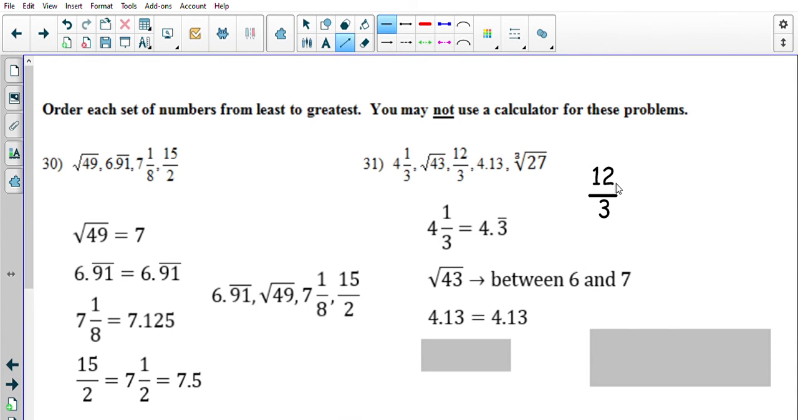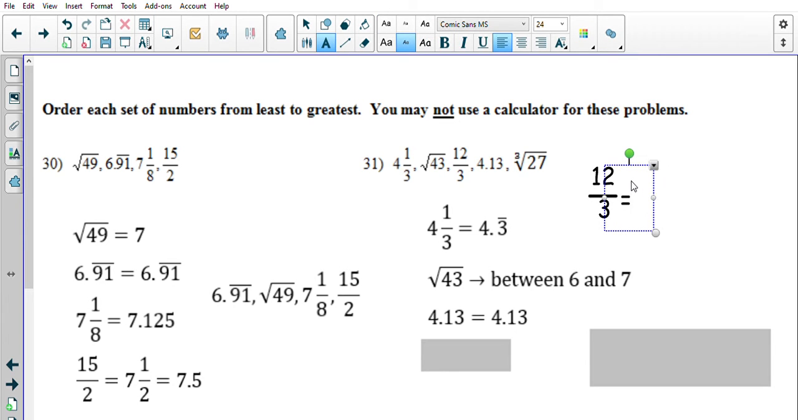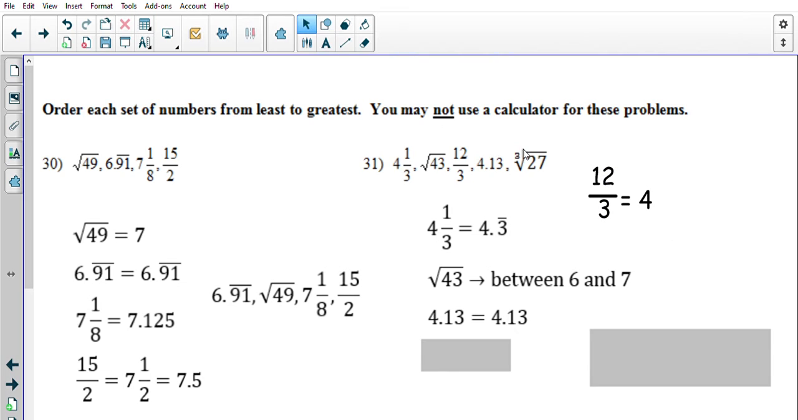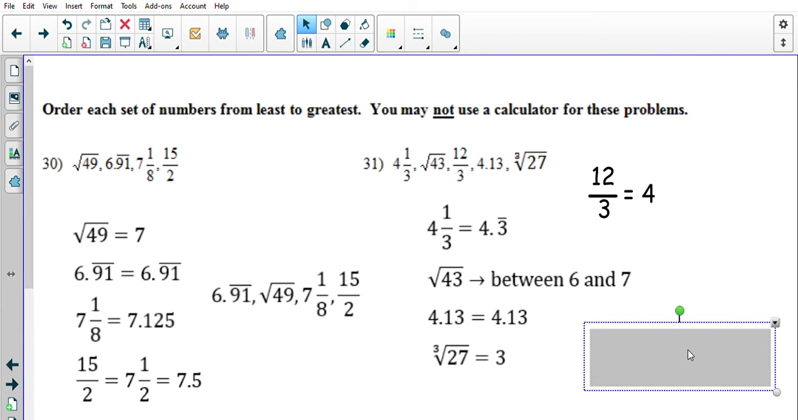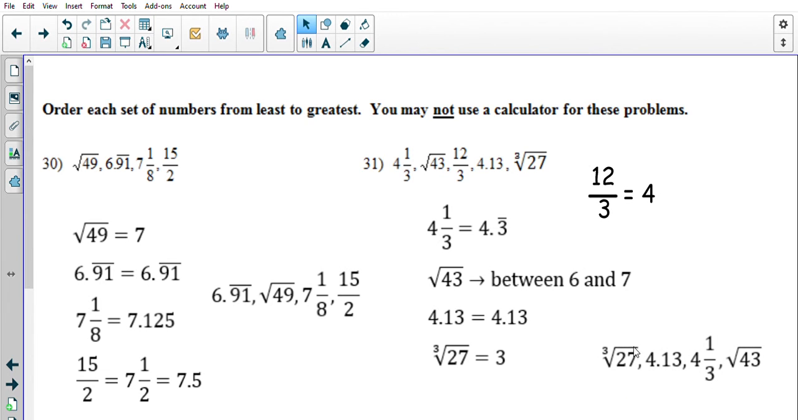Silly mistakes. So we've got 12 over 3, which we know equals 4. So I am going to have to add this in to my answer, because I do not think I typed it in as part of that. But 12 thirds is equal to 4 exactly. And then the cube root of 27, I do have, that's 3, since 3 to the third power is 27. So when I go to list these in order from least to greatest, my smallest number is going to be the cube root of 27, because obviously that is 3. But I do need to add in, and I'm going to do that here.